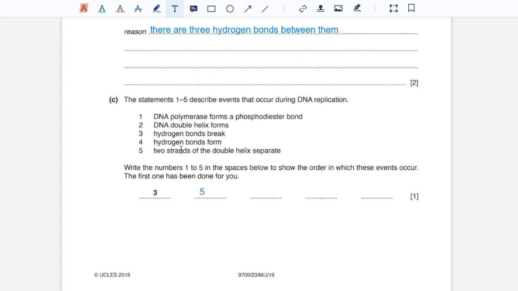After that, DNA polymerase forms phosphodiester bonds to form the new strands, and then hydrogen bonds form between complementary bases. And finally, the DNA double helix forms.